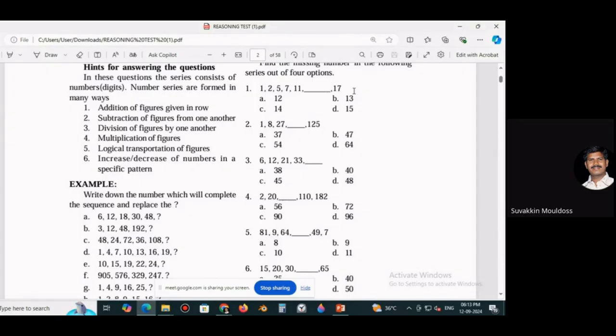What is that? Plus 1. You can go alternative. Is it? One plus 4, 5. 2 plus 5, 7. No, sir. Then from 2 onwards only prime numbers: 2, 5, 7, 11, 13. Okay, anyway, we can take it, I think.